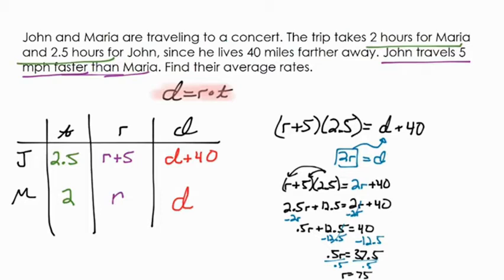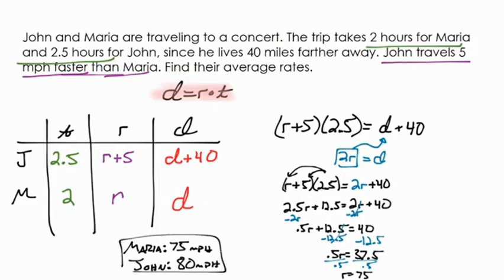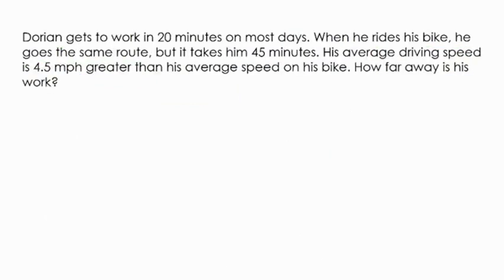Now, we have to think about what that means. We solved for R, the rate, which is 75, and it looks like we're in terms of miles per hour. So that means Maria is going 75 miles per hour, but we also know that John is traveling 5 miles per hour faster, so he must be traveling 80 miles per hour. So let's move on to our next example.